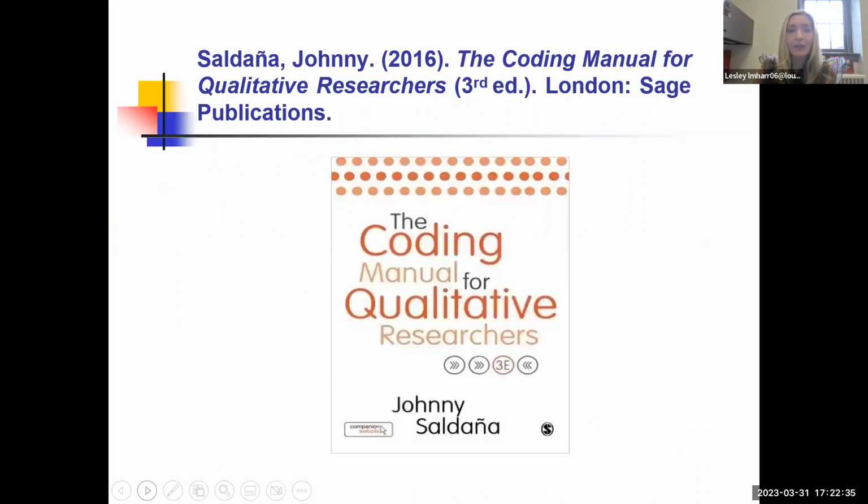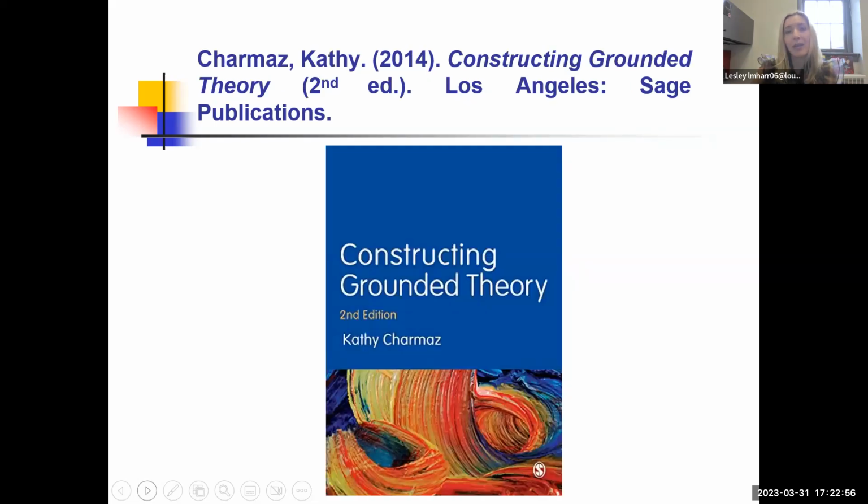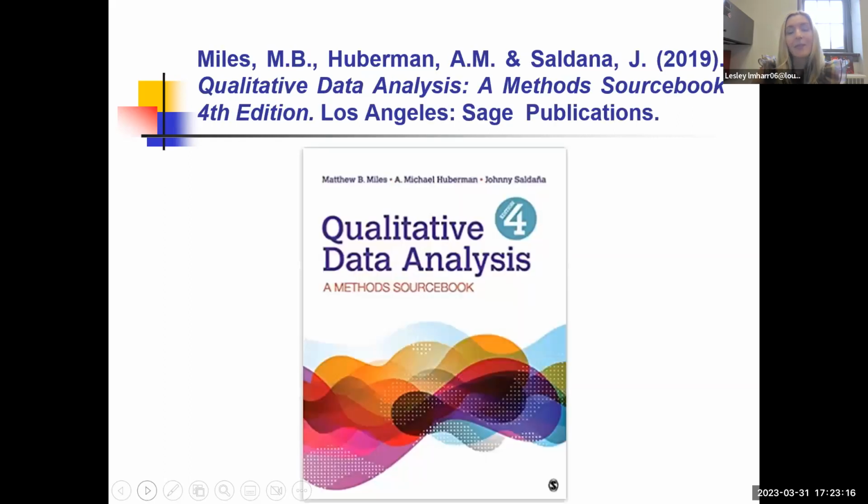I'm going to be drawing today from three sources. The first is Johnny Saldana, a professor at Arizona State University who works a lot in education and theater arts. He has a coding manual for qualitative researchers, which breaks down the mechanics of coding. Secondly, we are going to draw from Kathy Charmaz, who writes a lot about constructivist grounded theory. I've been asked today to talk to you about the philosophical underpinnings and theories behind qualitative data collection and analysis, and I'm going to draw from her work to talk about that. Lastly, we're going to talk about a collaboration between Miles and Huberman and Johnny Saldana, in this methods sourcebook, which takes you through the entire research process of gathering qualitative data, analyzing it, and writing it up for dissemination.